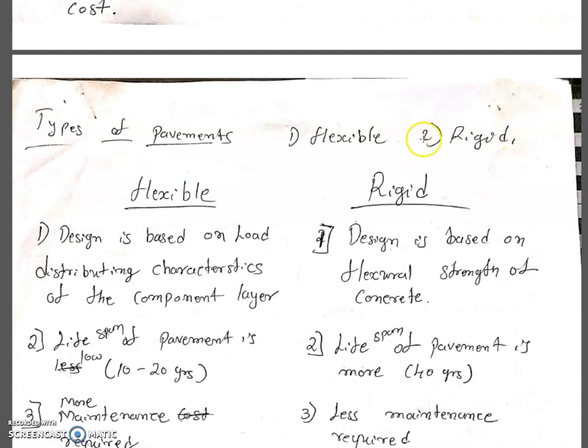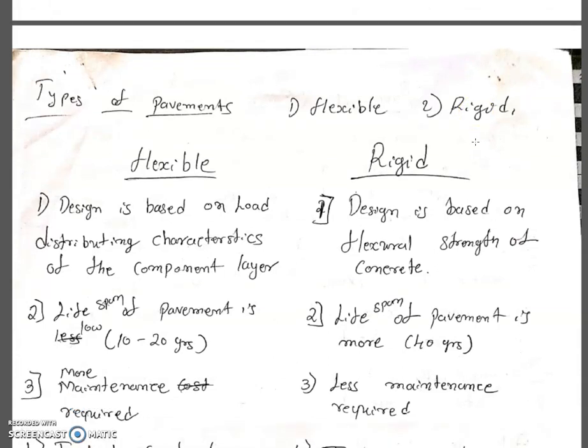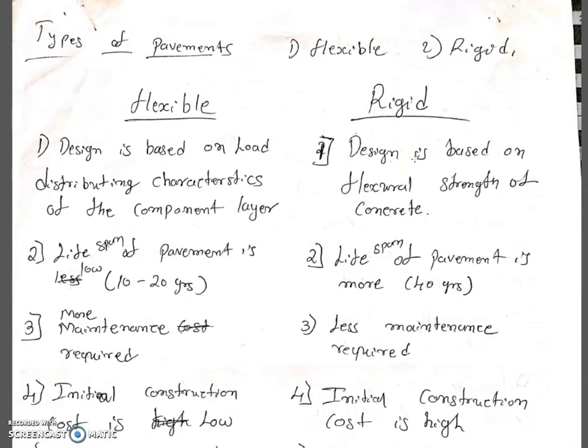Next, pavement will basically be divided into two types: flexible and rigid. Again, we have a semi-rigid, half flexible and half rigid. Flexible and rigid pavement differences we will study. Here it is based on the load distributing characteristics of component layers. We have the subgrade, coarse aggregates, fine aggregates, soil layer, different aggregate layers we have. Based on that, we will design the flexible pavement.